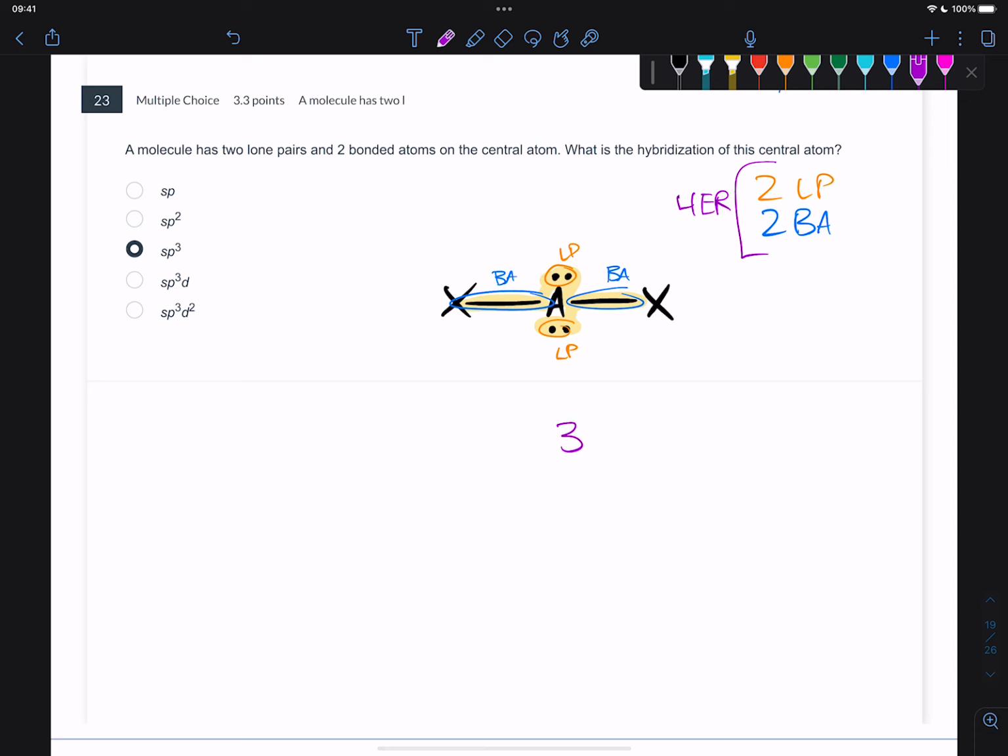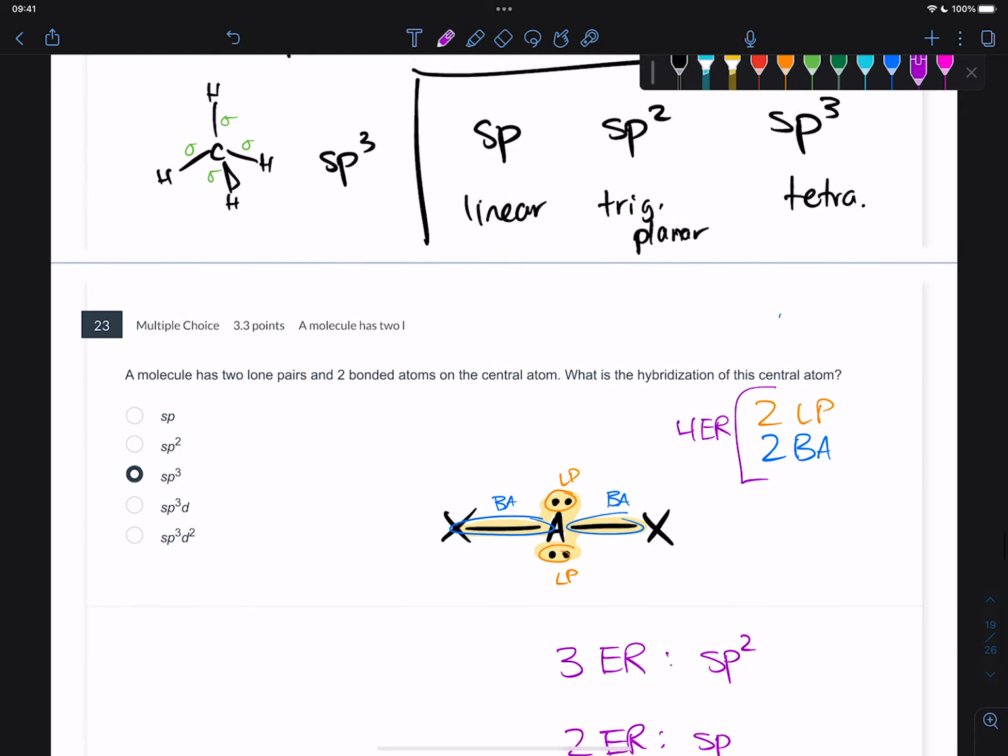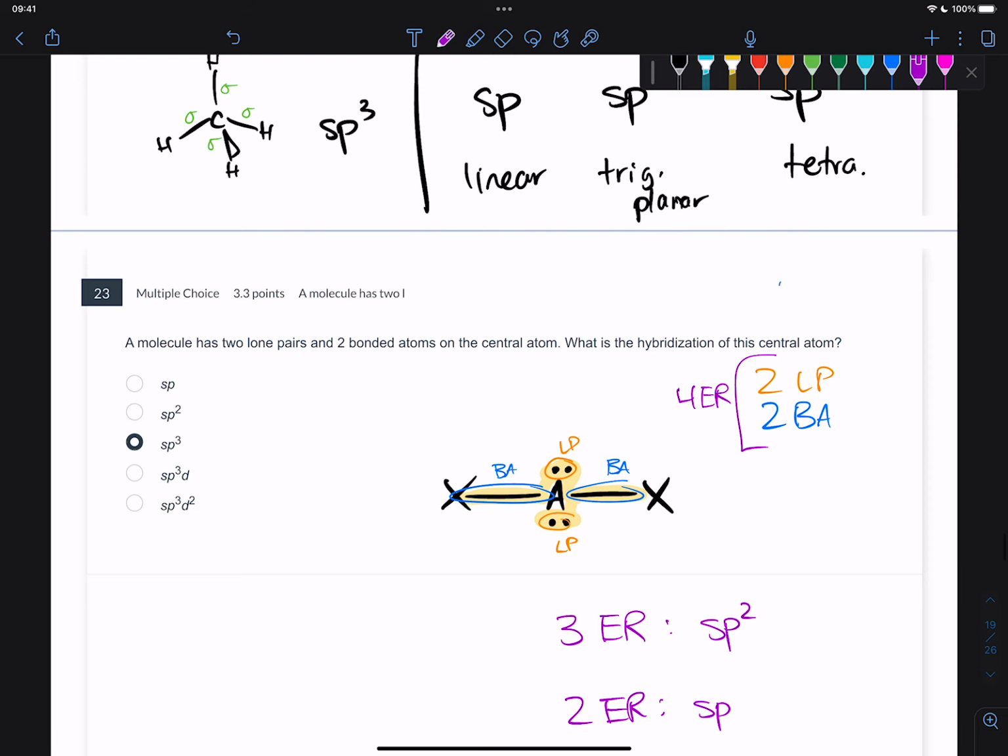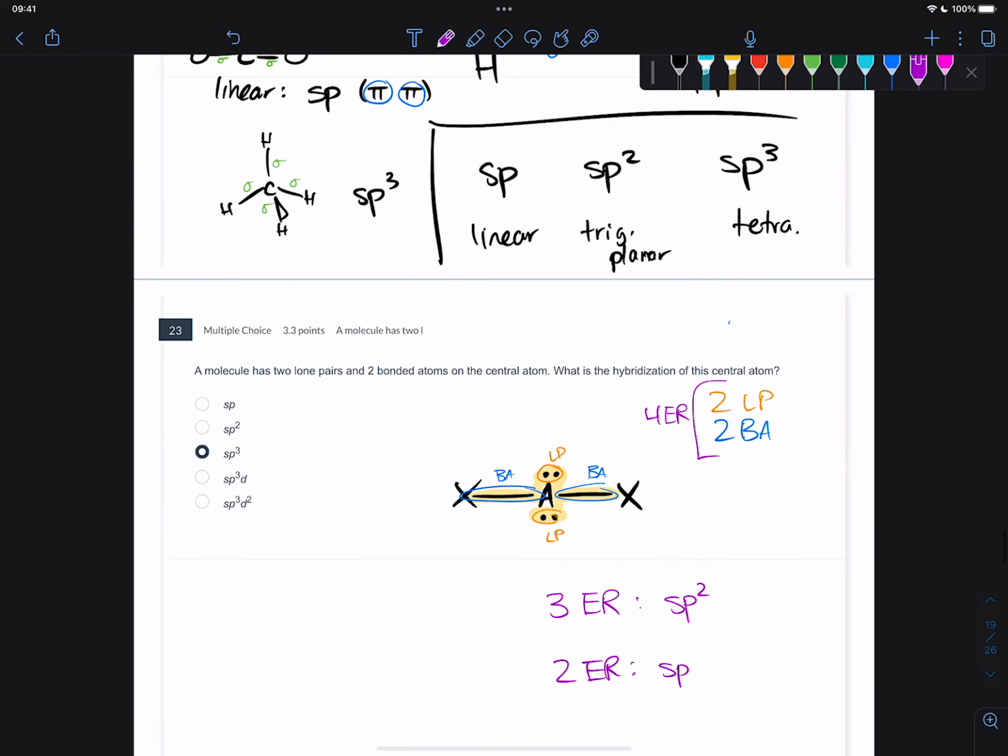If there are 3 electron regions, then the hybridization is sp2. And if there are 2 electron regions, the hybridization is sp. Just like what I said up here, linear is 2 electron regions, trigonal planar is 3 electron regions, and tetrahedral is 4 electron regions. Another trick, and this is again super not technical: add up the superscripts.